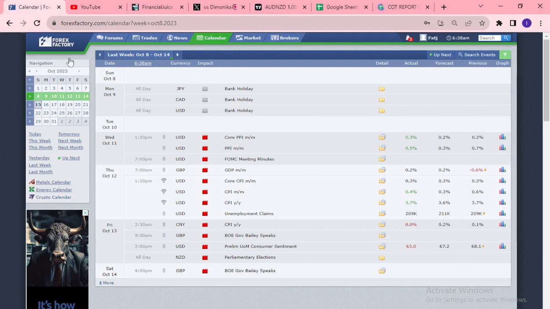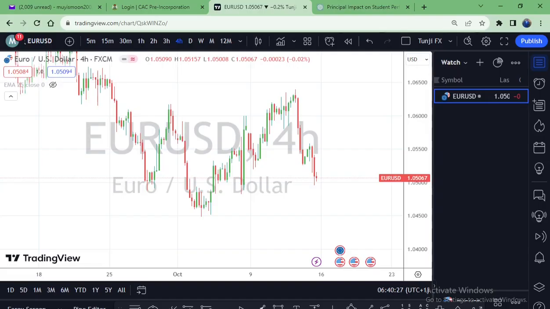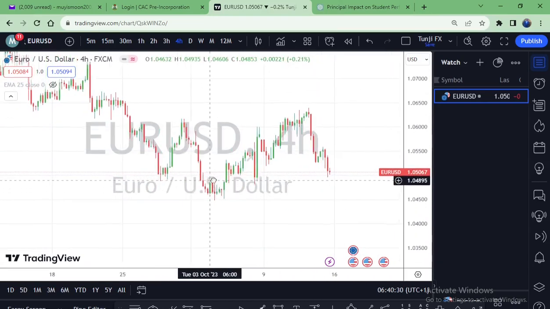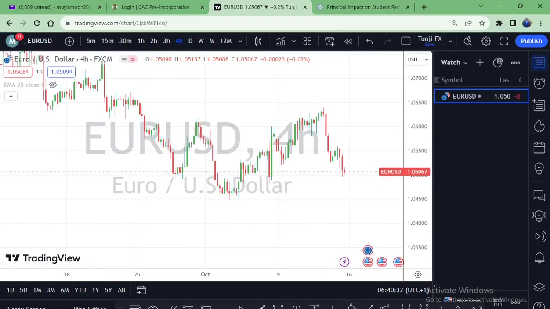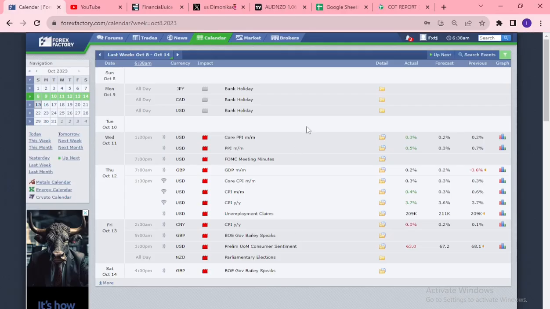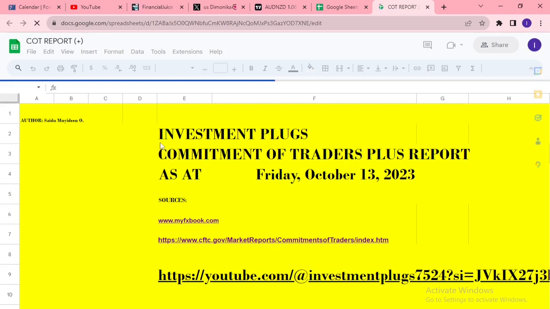Let's quickly go and check what the COT on Euro USD will give us. Yes, so let's quickly look at this. Okay, it's loading.